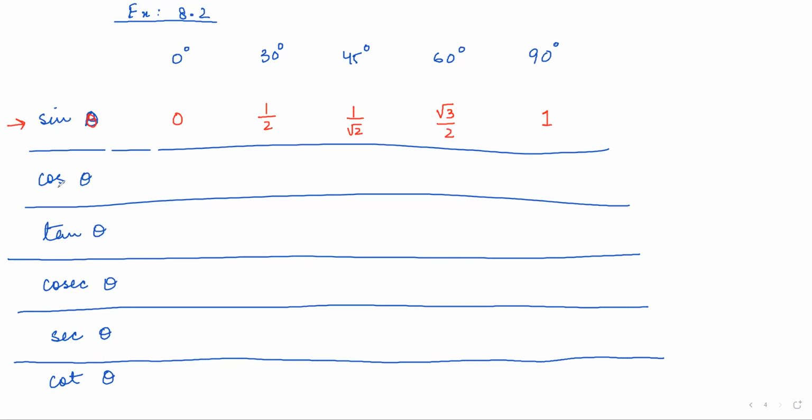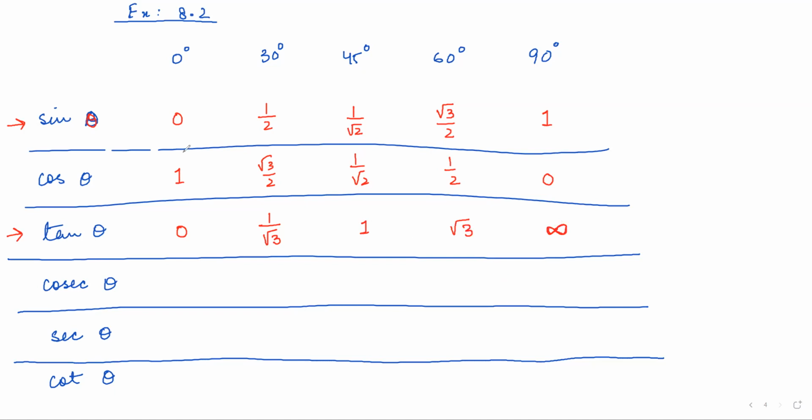Now come to cos. Cos is just the inverse. Cos 0 is actually sine 90. So you start from 1, then under root 3 by 2, 1 by under root 2, then 1 by 2, and 0, just in the reverse order. So these are the cos values. If you know sine, you can write the cos values also. Now tan again you have to memorize. Tan 0 is again 0, then 1 upon under root 3, then 1, then under root 3, and the last one is not defined. We write infinity, or not defined.